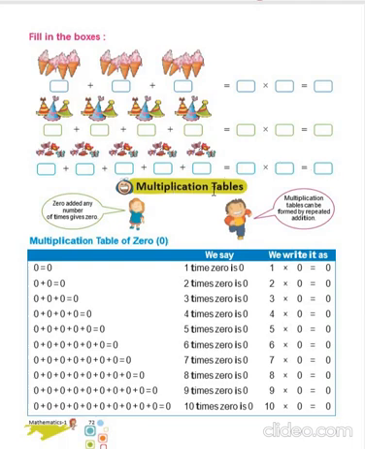Now understand the multiplication table. This is the multiplication table of 0. 1 times 0 is 0. 2 times 0 is 0. 3 times 0 is 0. 4 times 0 is 0. 5 times 0 is 0. 6 times 0 is 0. 7 times 0 is 0. 8 times 0 is 0. 9 times 0 is 0. 10 times 0 is 0. So, if 0 is multiplied by any number, it will give 0.